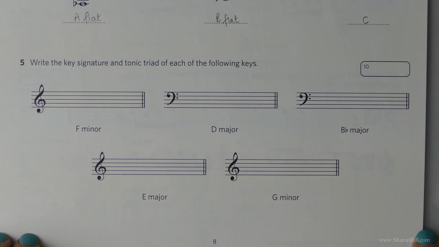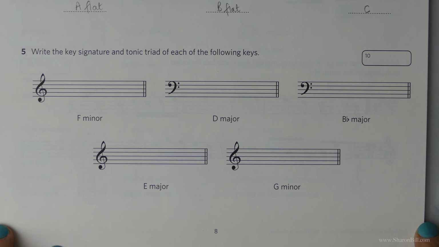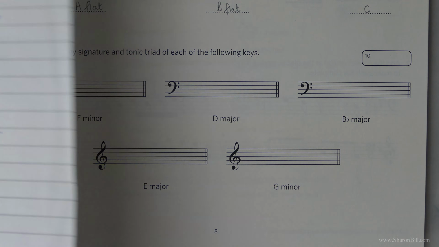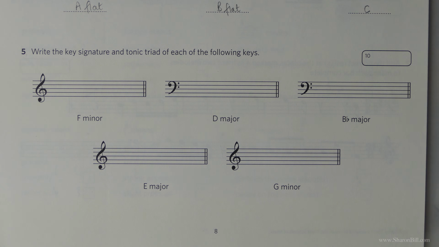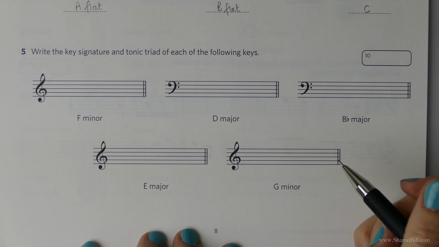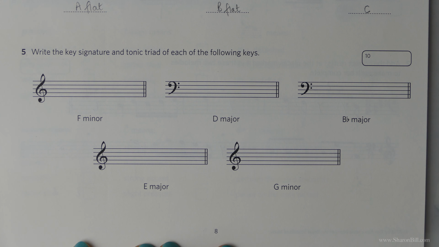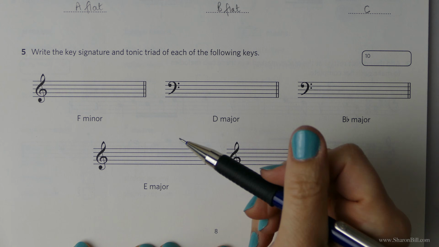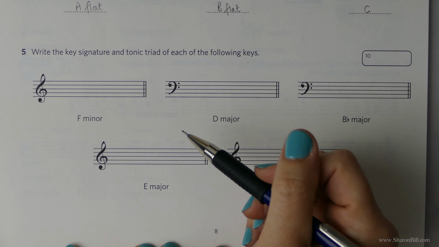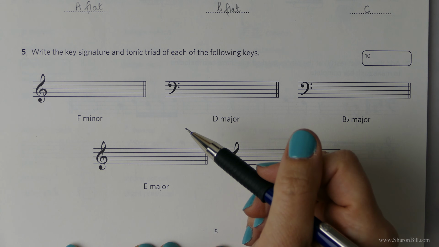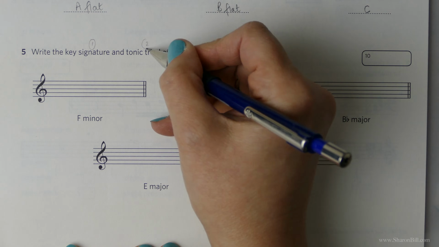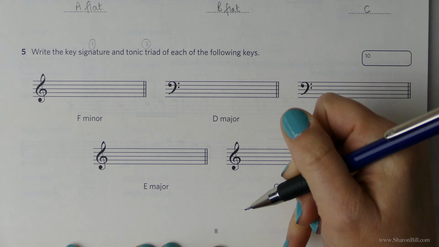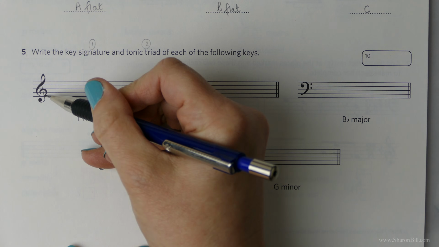So again, we've got some work to do with keys and key signatures, and this is another example of where if you've done your circle of fifths, then you've already done the thinking for this. So I really do recommend you have a look at that tutorial on the circle of fifths in the cards and also in the description, because it saves so much time and energy than having to keep thinking about these things repeatedly. So we've got two things to do. We need to write the key signature and we need to write the tonic triad in each of these keys. Just be careful to keep an eye on the clef.